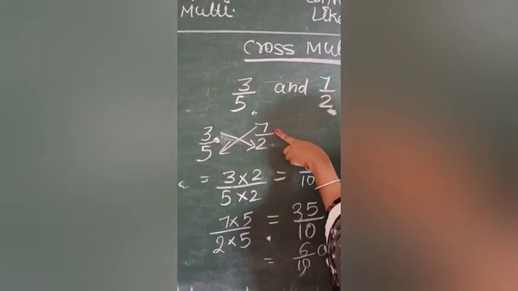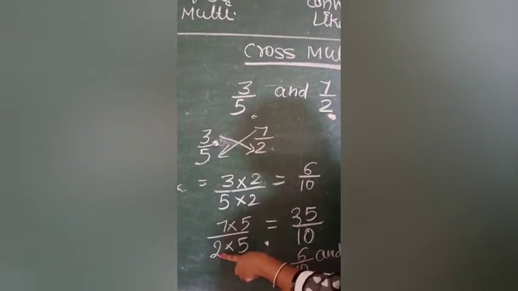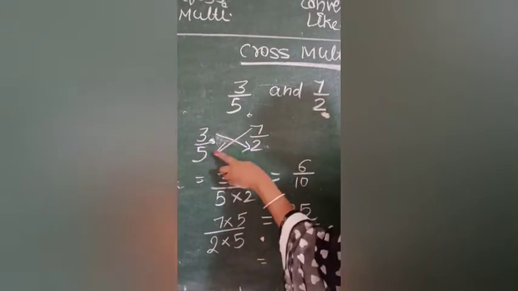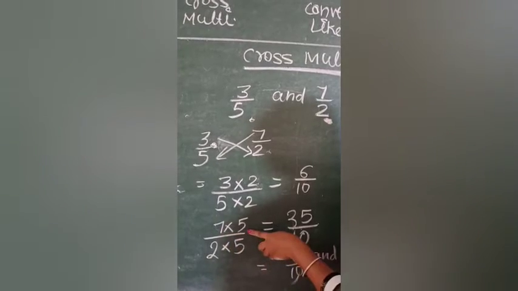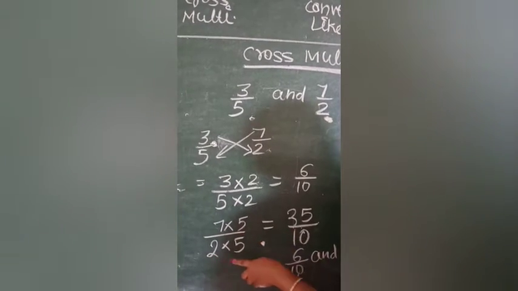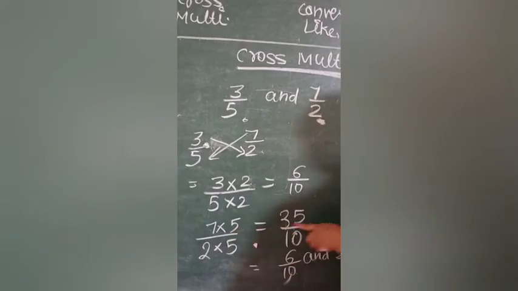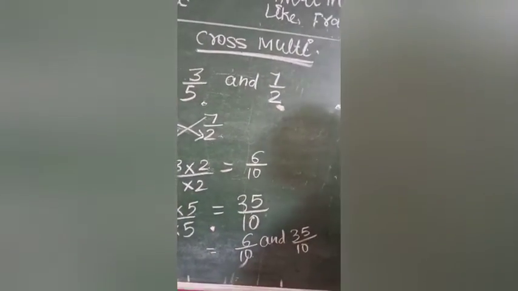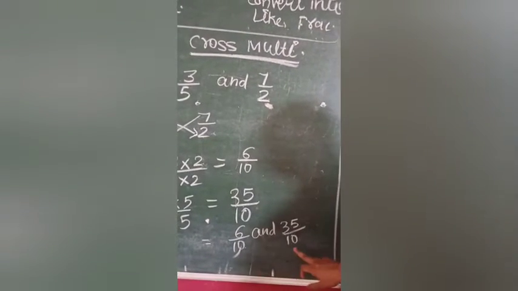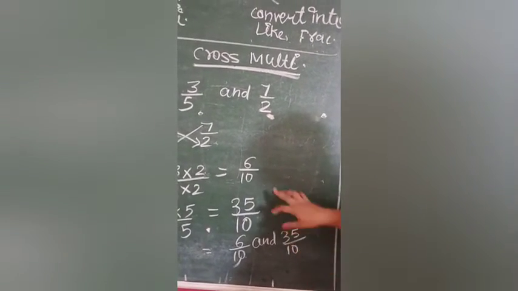Now second, 7 by 2. We write here 7 by 2 and we have to multiply by this denominator, which is 5. So we multiply 7 into 5 and 2 into 5. You get 7 5s are 35 and 2 5s are 10. So here we write 6 by 10 and 35 by 10, which are our fractions.